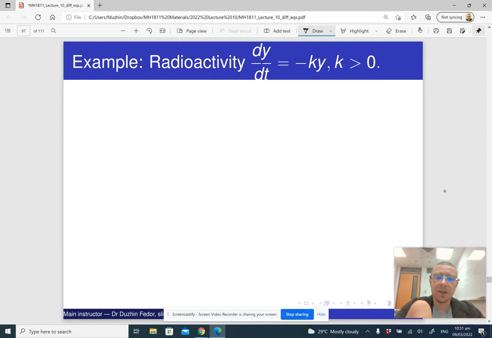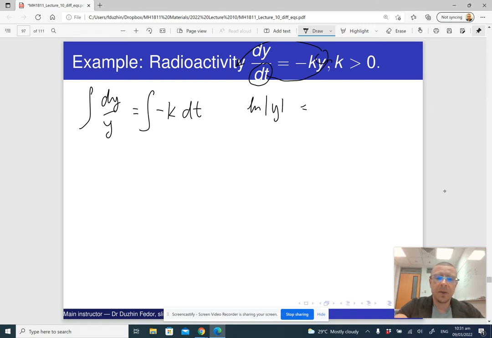So separating the variables and integrating, I'm going to move dt to the right hand side and y to the left hand side. So doing that, I will get dy over y equals minus k dt. So this is the separation of variables. Then I'm going to integrate. So integrating this, I get ln of absolute value of y on the left and minus kt plus constant on the right.